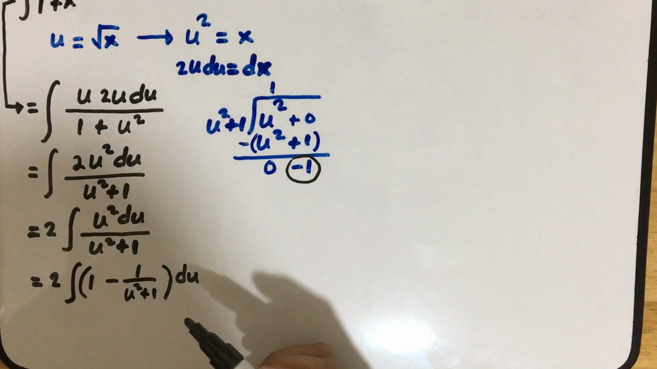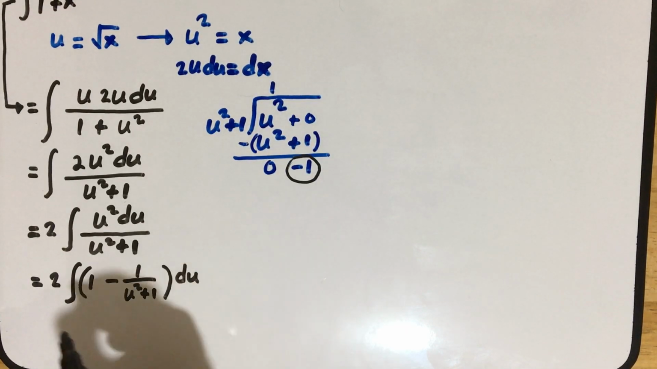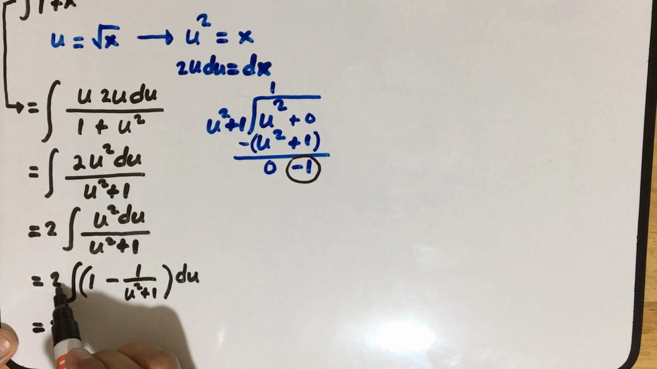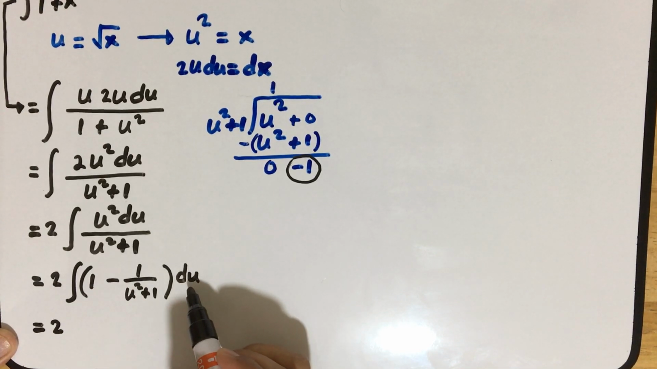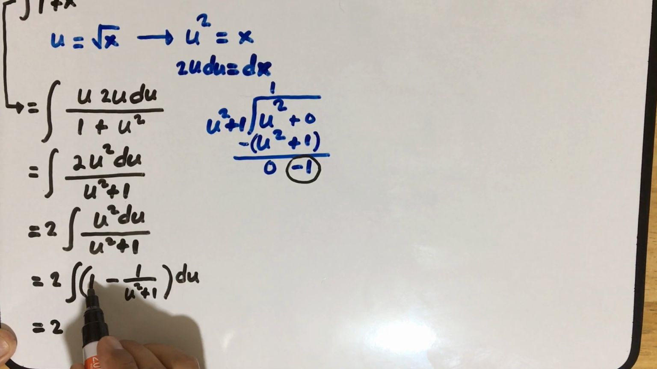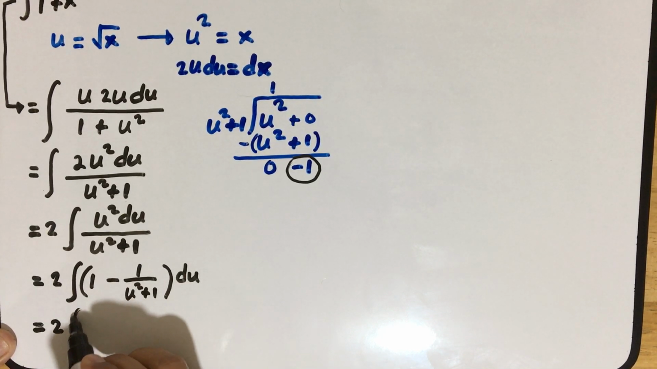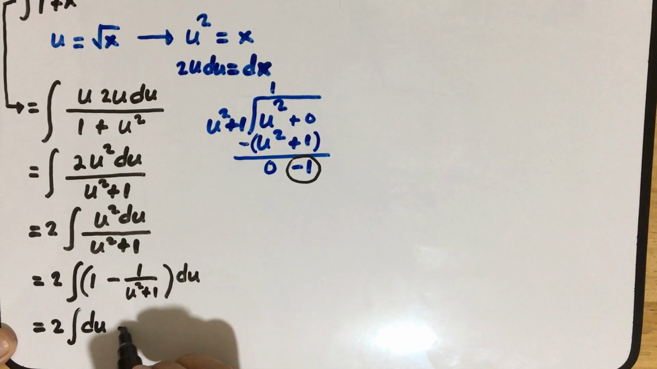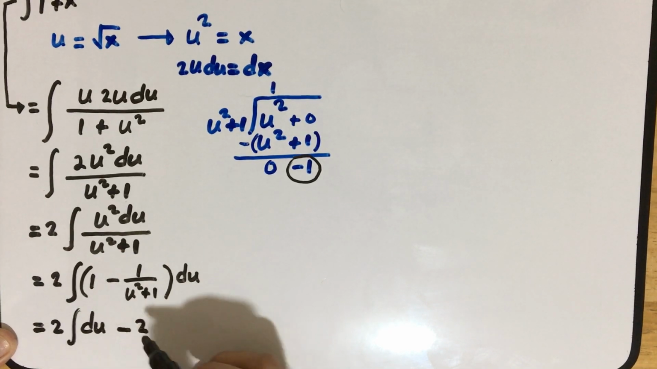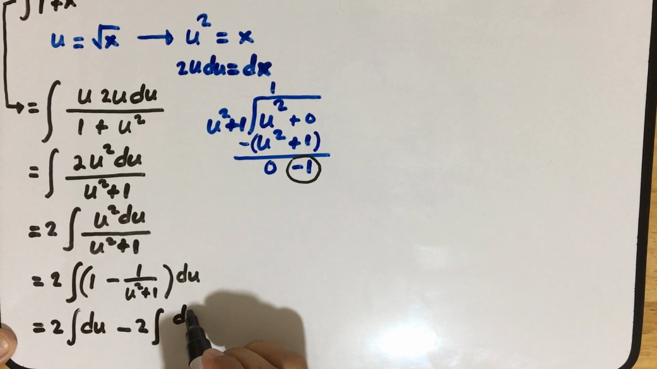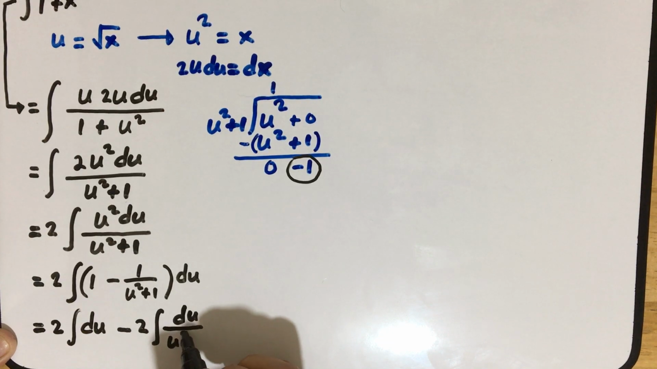Alright, then to proceed, we can distribute the 2, the integral, and also the du in each of these terms. So we have 2 times the integral of 1 times du, so that is the integral of du. Then minus 2 times the integral of 1 times du, that is also du, over u squared plus 1.